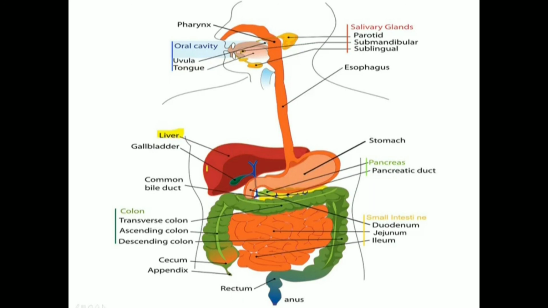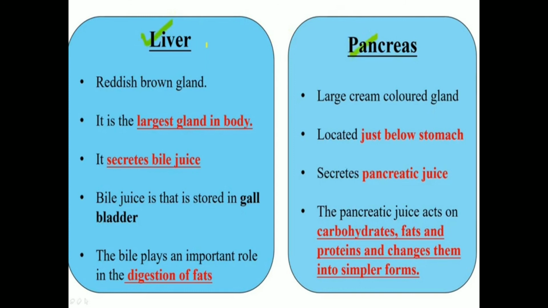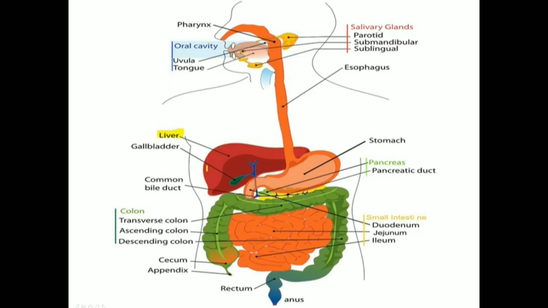Okay, we will talk about the pancreas. The pancreas is a large cream-colored gland. It is located just below the stomach. It secretes pancreatic juice, a digestive juice, and this pancreatic juice acts on carbohydrates, fats and proteins and changes them into simpler forms. You see that it is just below the stomach, this is the pancreas.